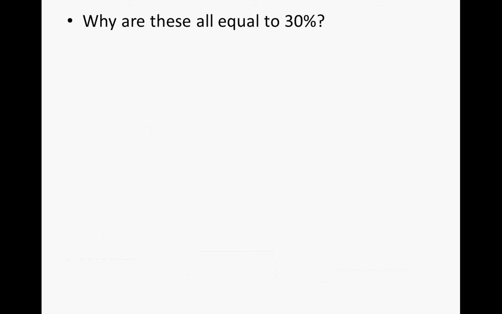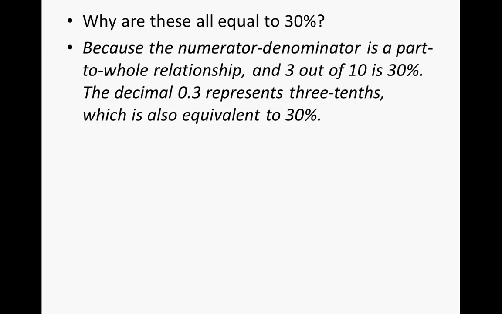So why are these all equal to 30%? Well, because the numerator-denominator is a part-to-whole relationship. Remember our extensive discussion on ratios. And 3 out of 10 is 30%. The decimal, 0.3, represents 3/10, which is also equivalent to 30%.